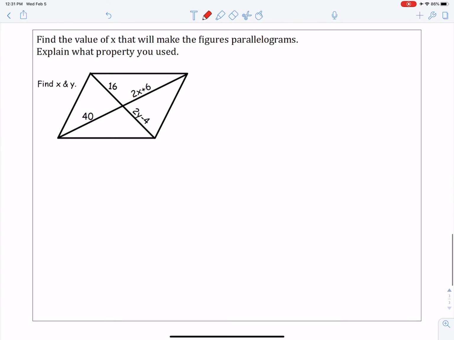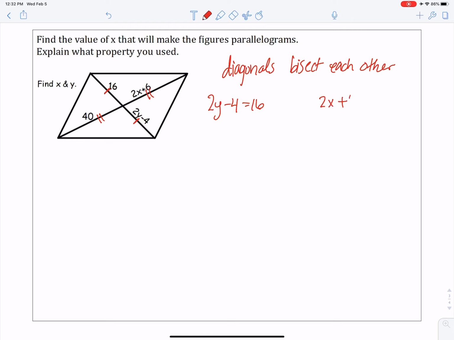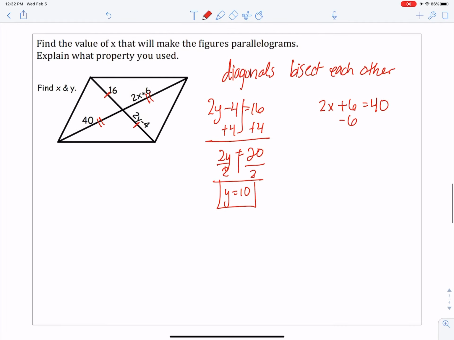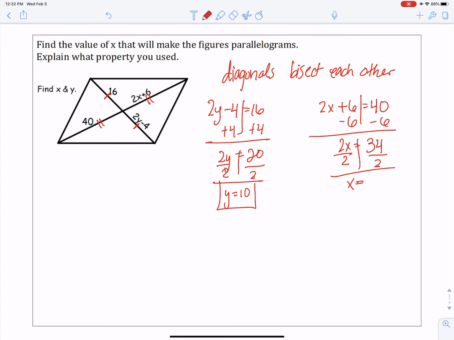And for this last one, it looks like we're using diagonals. So you can see that the diagonals bisect each other. So these two are equal and these two are equal. So diagonals bisect each other. So that means I can say 2y minus 4 is equal to 16, and I can say 2x plus 6 is equal to 40, and solve each of those. So I get 2y equals 20, divide by 2, y equals 10. And then I can subtract 6, divide by 2, and I get x is equal to 17.